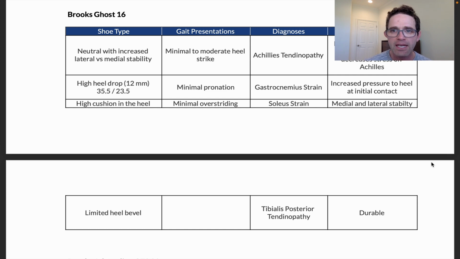posterior. Now, that high heel drop and the pros and cons is going to shorten plantar flexors and decrease stress on Achilles tendons. However, we do want to think about the increased pressure on the heel at initial contact. We do have some medial and lateral stability, and these shoes are quite stable and durable as well.